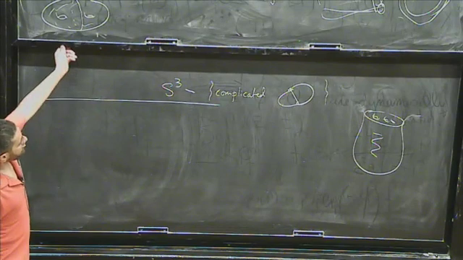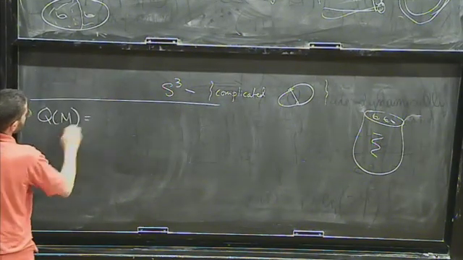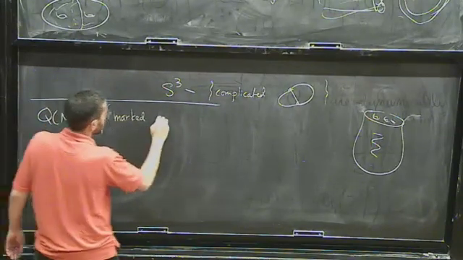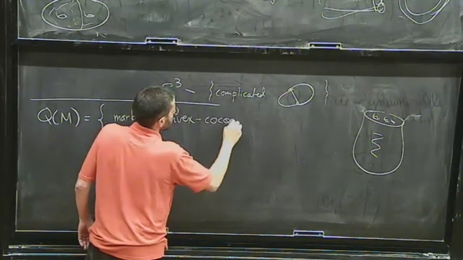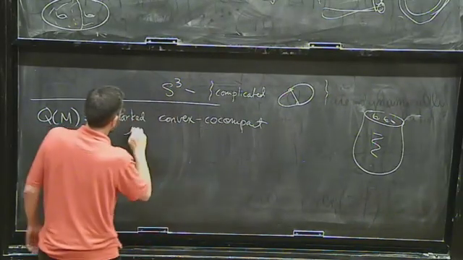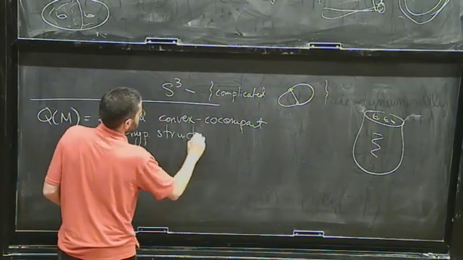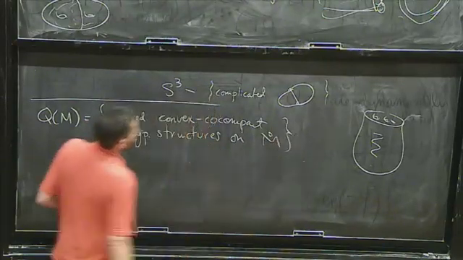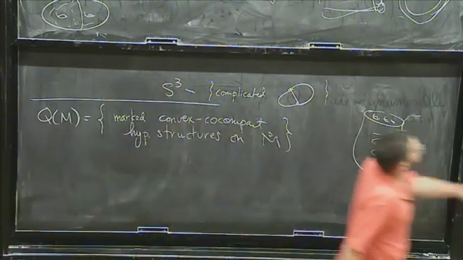Okay, so given such a manifold, let Q of M denote the space of marked, I'll explain what this means, convex co-compact hyperbolic structures on the interior of M. So what is a convex co-compact hyperbolic structure?